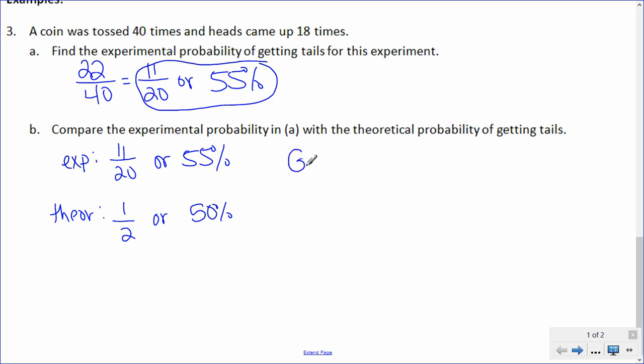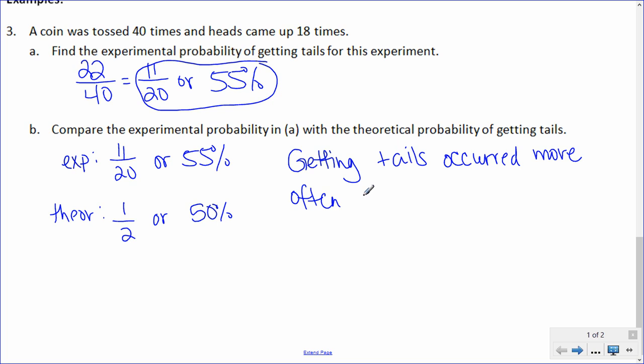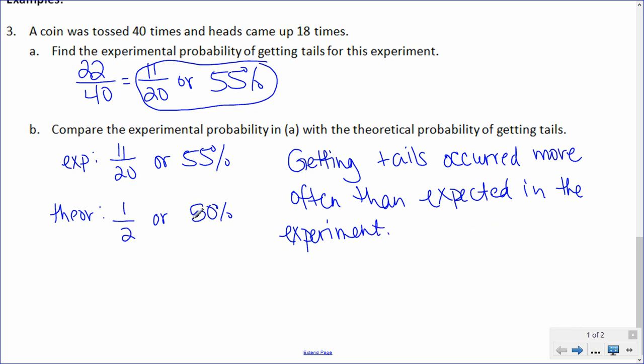So we could say that getting tails occurred more often than expected in the experiment. So because the experimental probability was 55%, which is higher than the theoretical, which is 50%, getting tails occurred more often than expected in the experiment, 55% of the time instead of 50%.